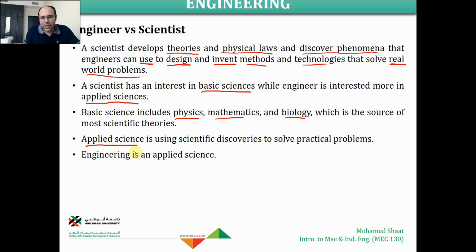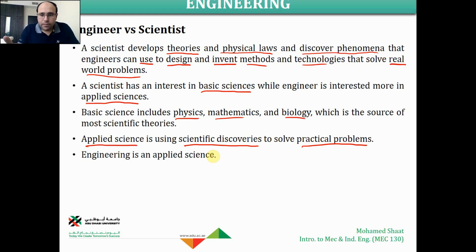But applied science, on the other hand, is using scientific discoveries to solve practical problems. So applied science is more related to the application. We do have basic science, and how we can make use of this basic science in different applications, this is applied science. So you should know the difference between these two categories. So the concern of a scientist, again, is basic science, but the engineer is interested more in applied science.